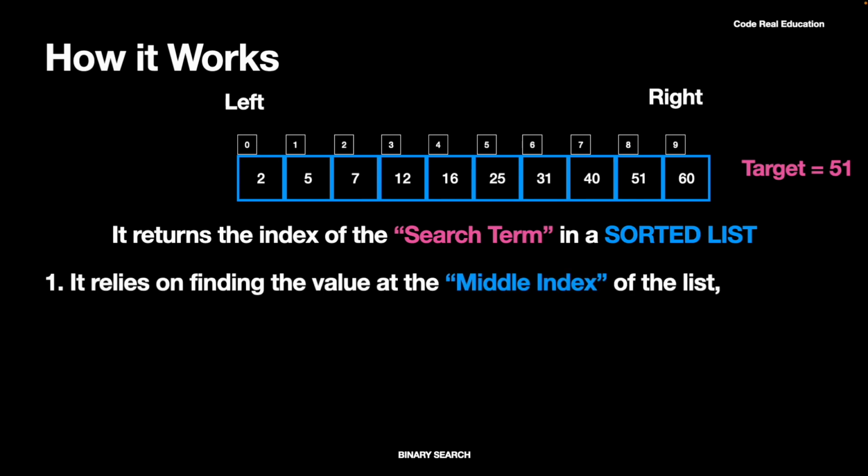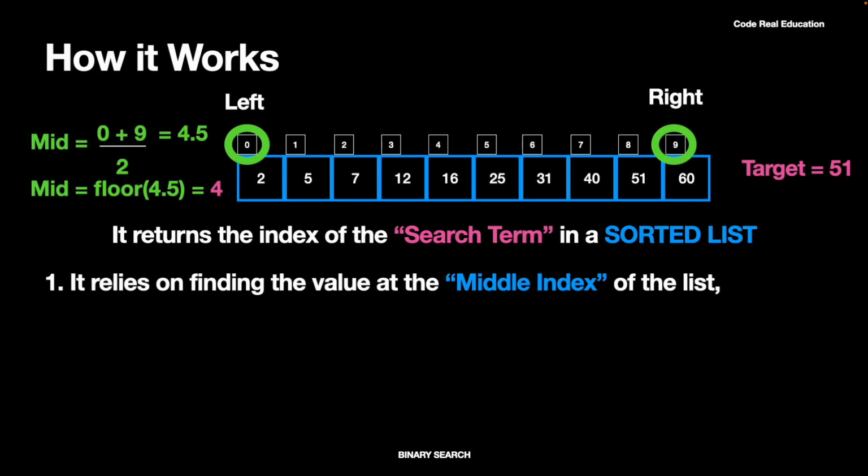So, binary search relies on finding the value at the middle index of the list. This basically means that we use the left and right variables, which are 0 and 9, the first index in the list and the last index in the list. We add them up, so 0 plus 9, and we divide by 2 and store that value in a variable called mid, which keeps track of the index of the middle element in the list. So in this case, 0 plus 9 is 9, divided by 2 is 4.5, and then we take the floor of this value if it's a fraction. So in this case, it's going to be 4.